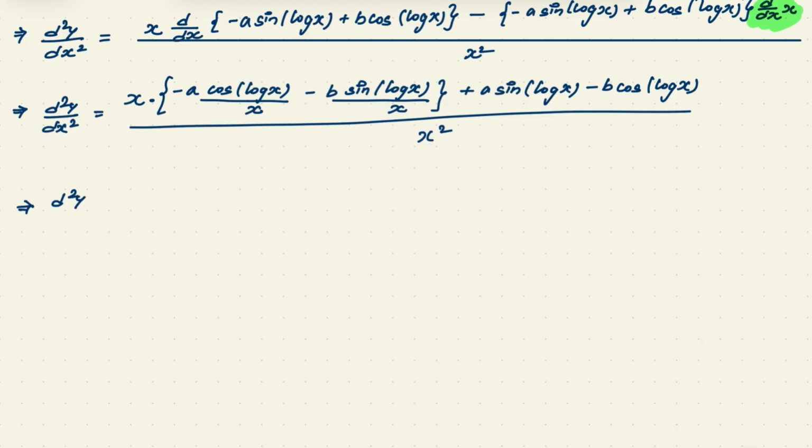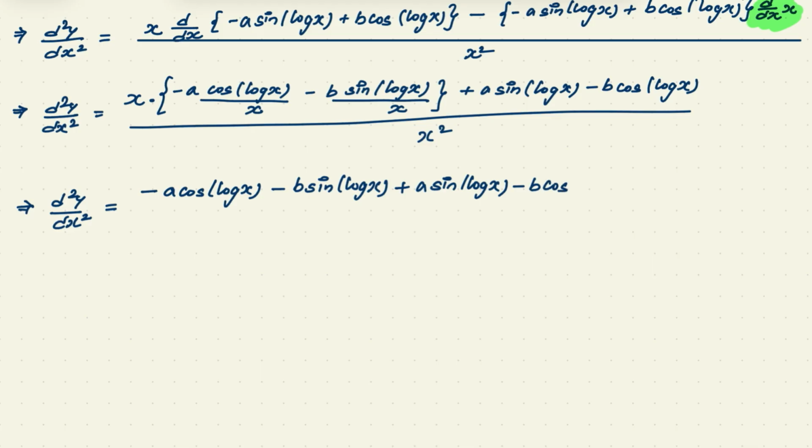Hence d2y over dx2 will be equal to, if I multiply with x, then that x and that denominator x will get cancelled, and here we will have minus a cos of log of x minus that particular x and denominator x will again get cancelled, and here it will be minus b sine of log of x plus a sine of log of x minus b cos of log of x, whole divided by x square. It might be lengthy, but this particular chapter is very easy.